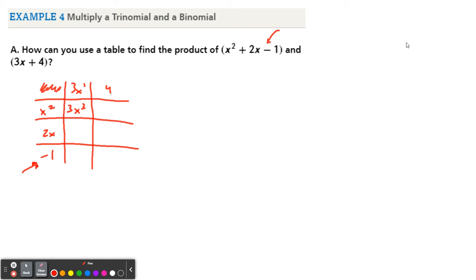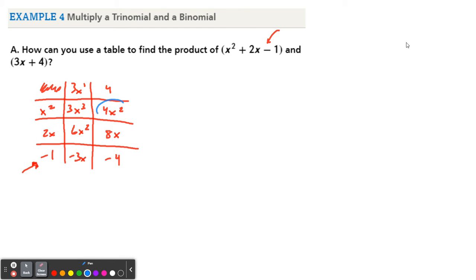Let's do x squared times 4. That's just going to be 4x squared. Okay. 3x times 2x. Well, that's old news. That's just 6, and x times x is x squared. 2x times 4, that's 8x. And then negative 1. 3x times negative 1 is negative 3x. And 4 times negative 1 is negative 4.